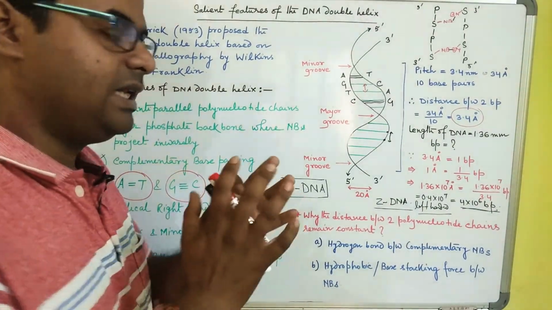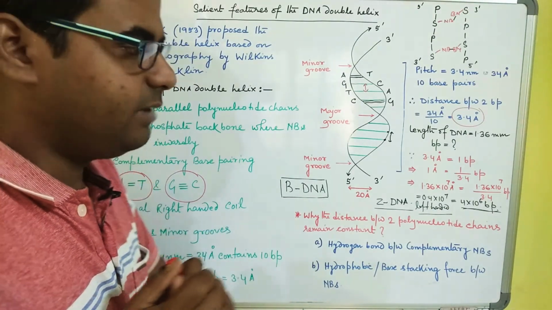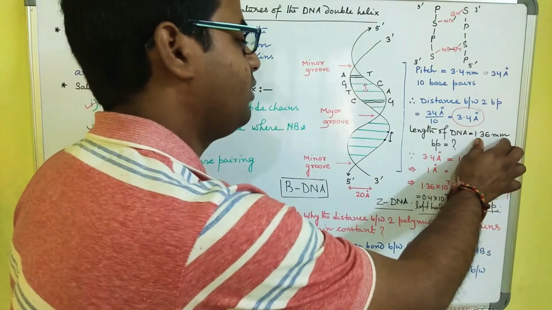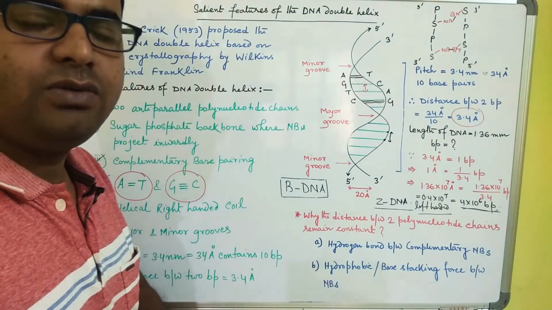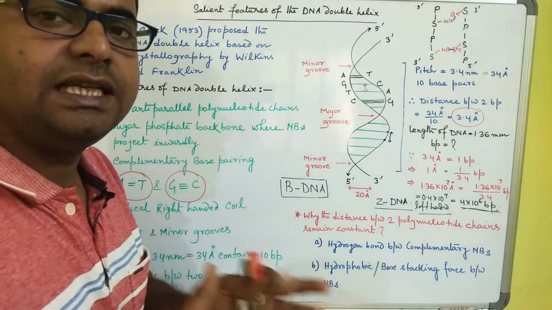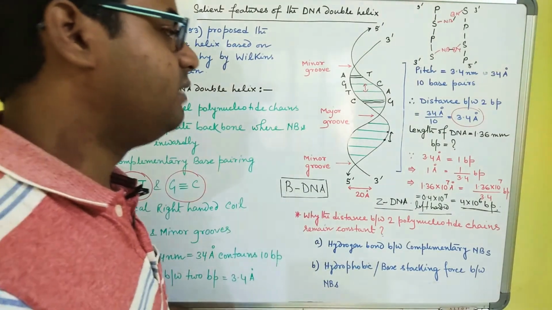In the examination you can be provided with the length of a DNA fragment. If it is, for example, 1.36 millimeter length of the DNA fragment, you need to calculate the number of base pairs that are present in this 1.36 millimeter of DNA. So how will we solve this?